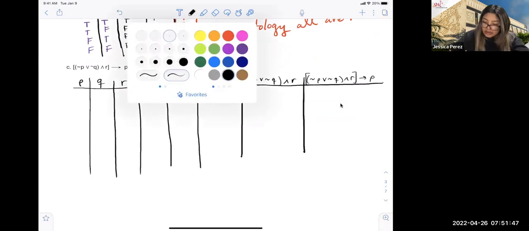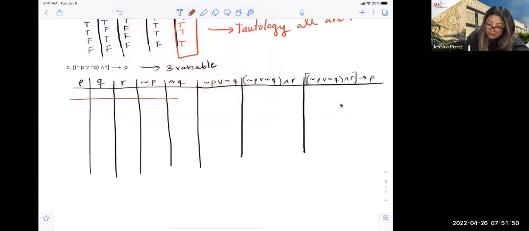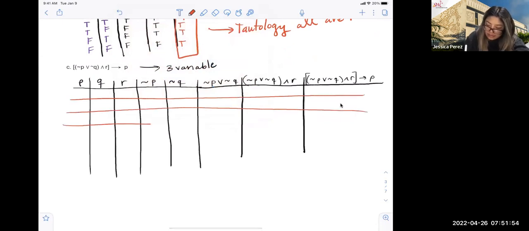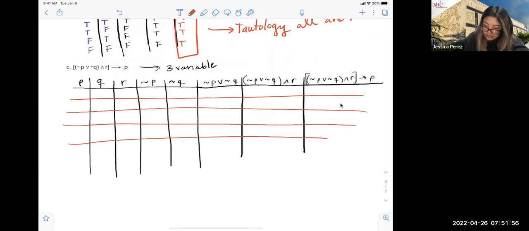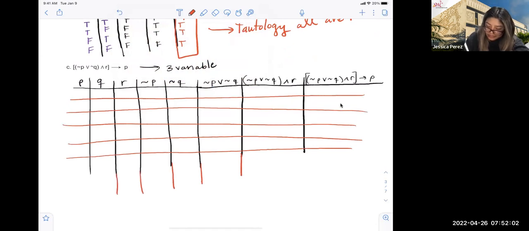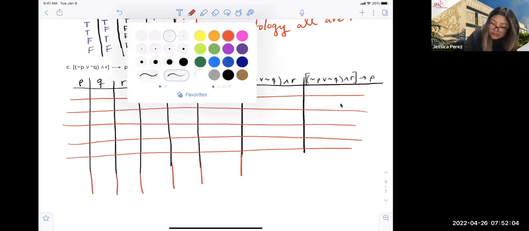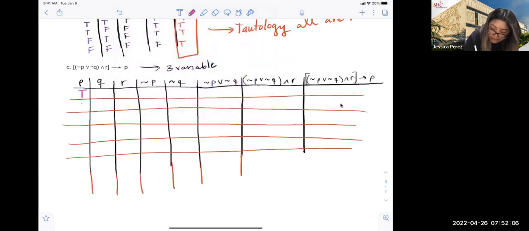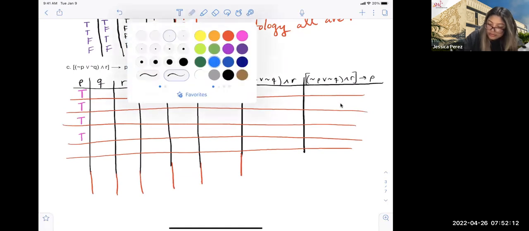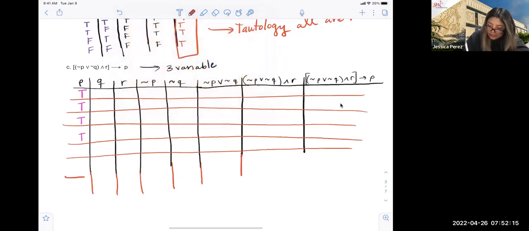So then, whenever you have 3 of them, then I'm going to separate them like this. And you have 8 rows because I have 3 variables. So for this one, you have 4 of them, T, T, T, T. And then here, there's false, false, false, false.